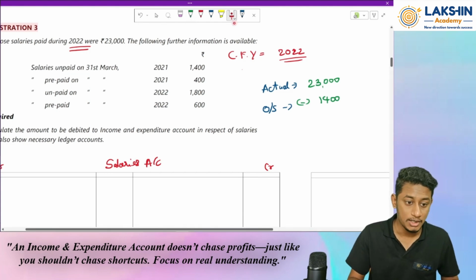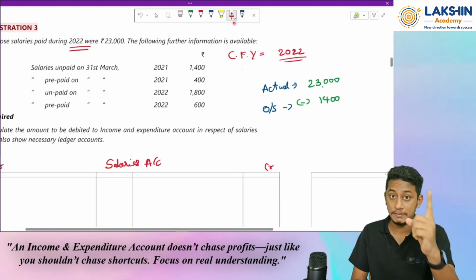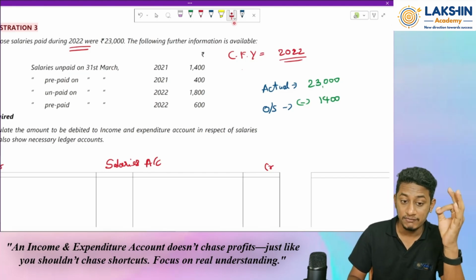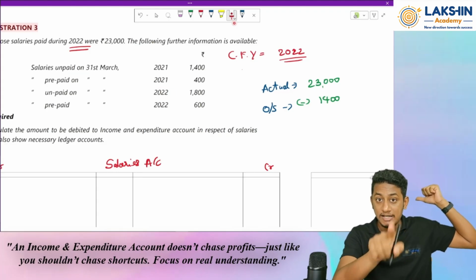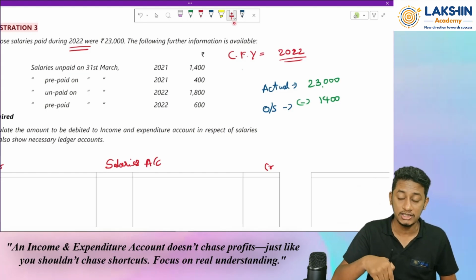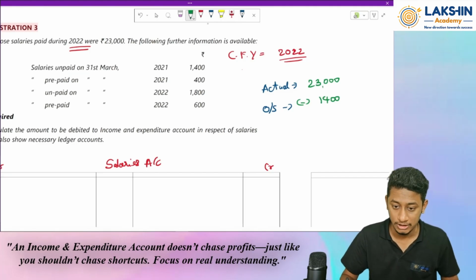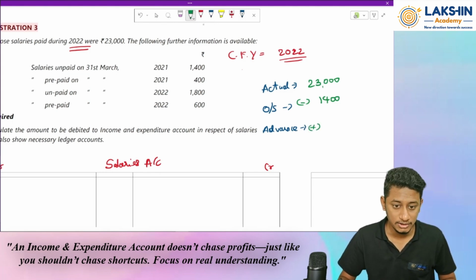Clear? Okay. Then prepaid. What do I mean by prepaid? It is paid in advance. It is paid in advance for 2021. So any salary paid in advance in the previous year, does that belong to the previous year? No. It belongs to my current financial year. So that means I need to add it over here. In my advance, I will add rupees 400. Clear with this? Okay. Then going further.